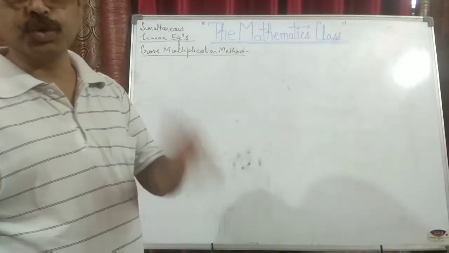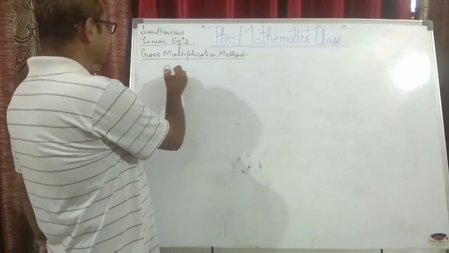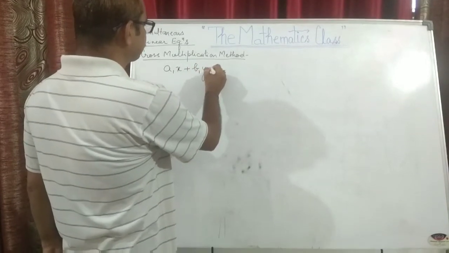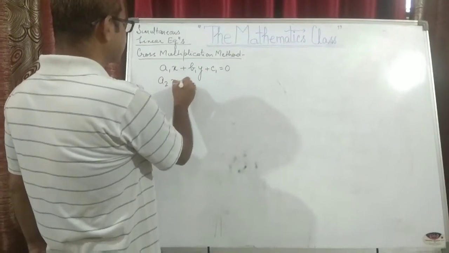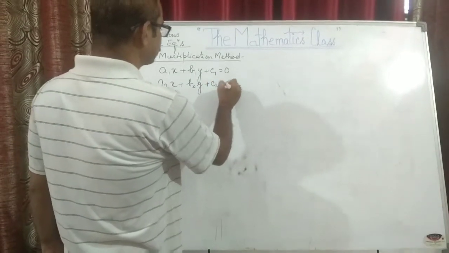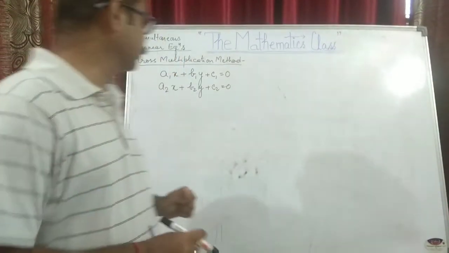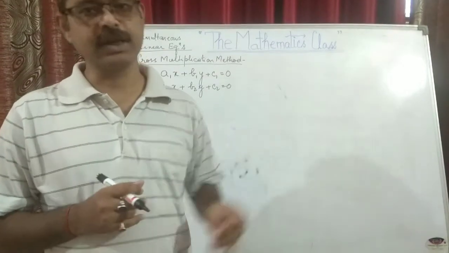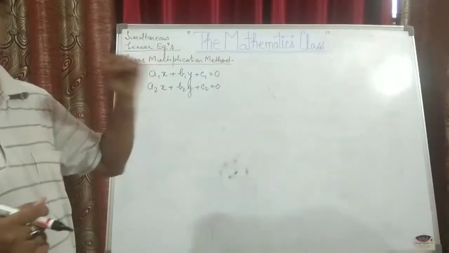Let us consider a system of two simultaneous linear equations as a1x plus b1y plus c1 is equal to 0 and the other as a2x plus b2y plus c2 is equal to 0. Suppose this is a system of simultaneous linear equations given to you and you have to find the values of x and y, or solve these equations, by the cross multiplication method.